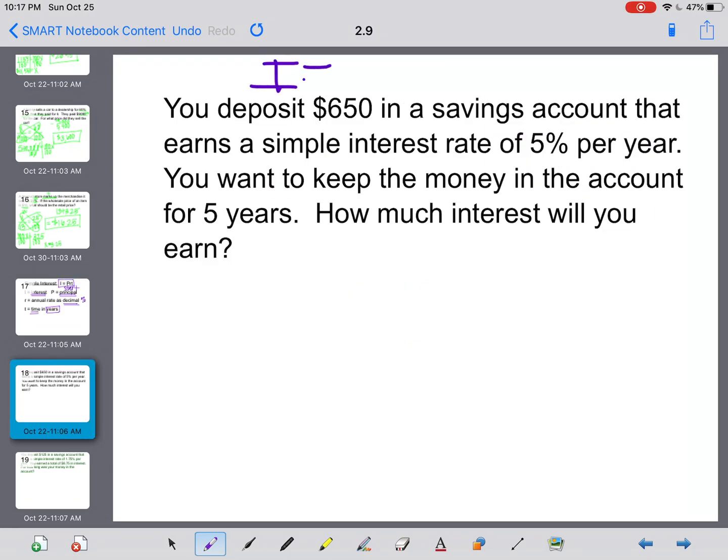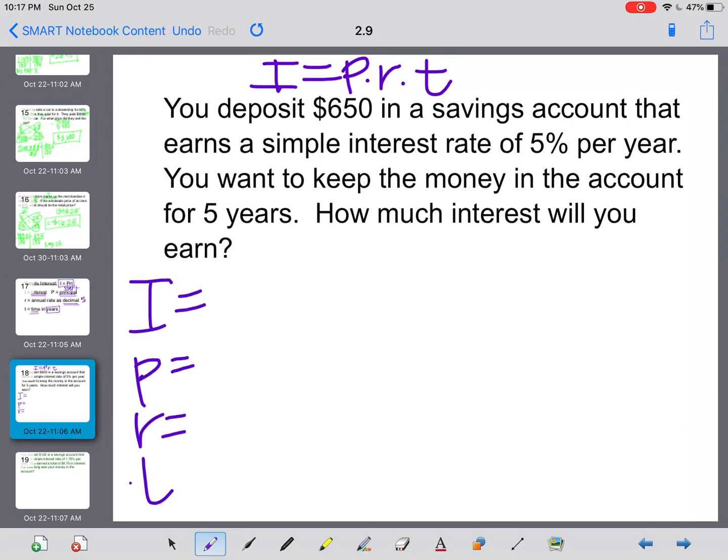Okay, and the simple interest formula is I equals P times R times T, which I will write on each page. So our interest will equal the principal times the rate times the time. We're going to look for those things, and I always ask that you list each one of them out before you try to solve this.